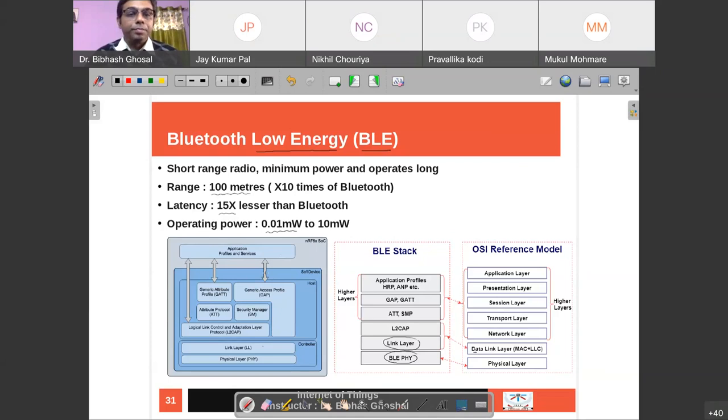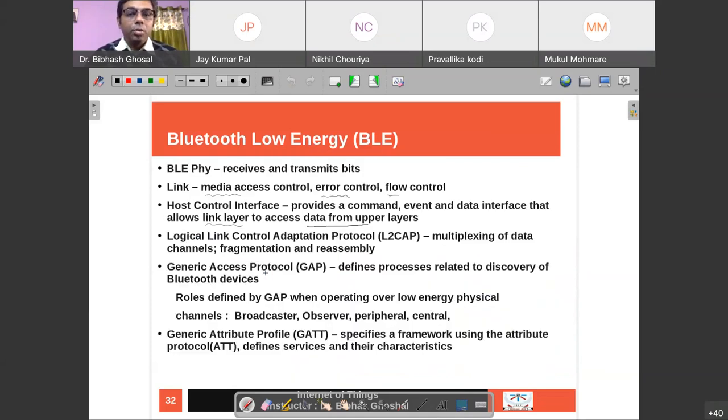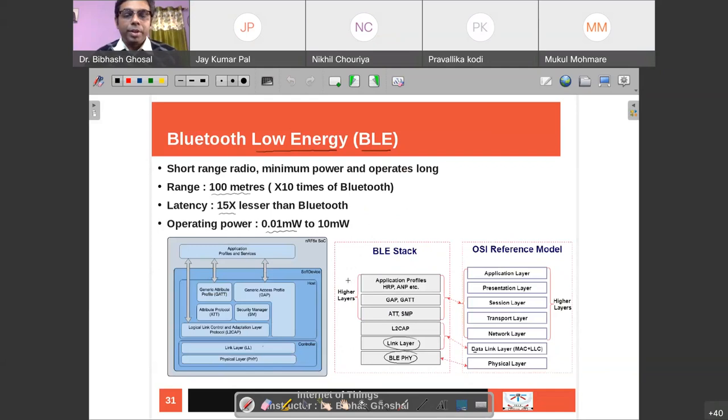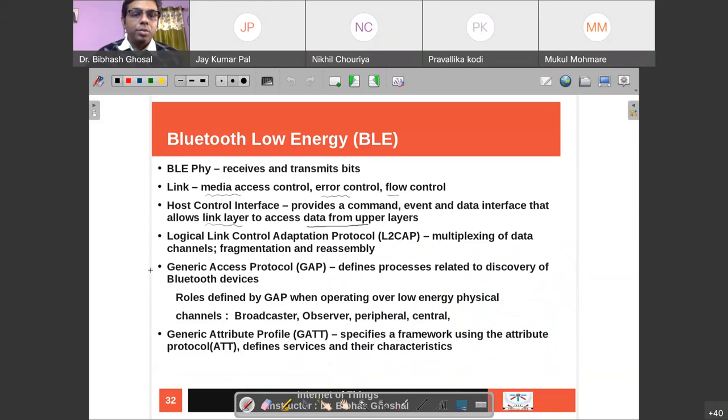Then we have the logical link control. Again, it's very similar to what you saw in the actual Bluetooth format. Here we have an adaptation of those frames which come from the upper layer and will be applied in the lower layers. So the frame formatting has to be done. And then there are two important things. One is called the generic access protocol, which defines the processes related to the discovery of Bluetooth devices.